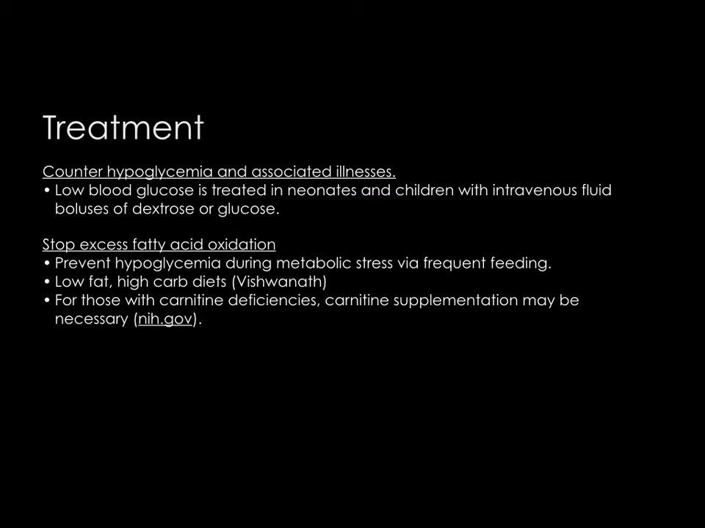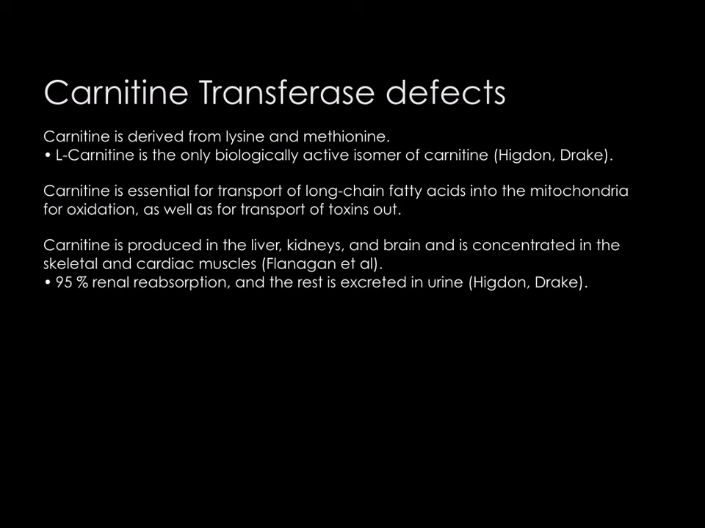So carnitine is the main molecule that we're going to be looking at today, when we talk about carnitine palmitoyltransferase 1 and 2 disorders. So as a general overview, carnitine is derived from the amino acids lysine and methionine, and there are isomers of carnitine. L-carnitine is the only one that's biologically active. So for the rest of the presentation, when I refer to carnitine, I'll be referring to L-carnitine.